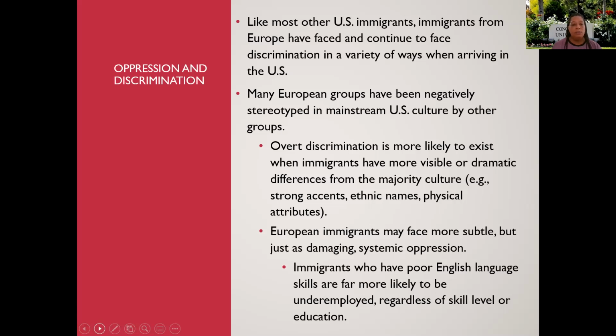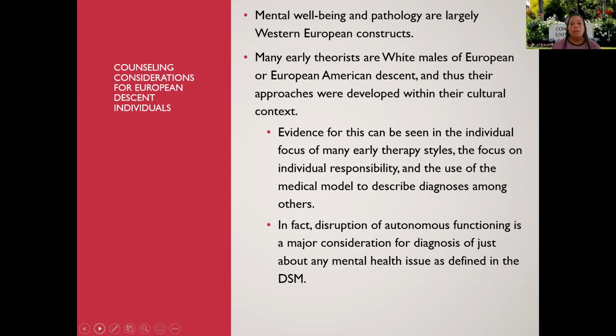European immigrants also face a more subtle but just as damaging systematic oppression. Immigrants who have poor English skills are far more likely to be unemployed or underemployed regardless of skill level or education. Mental well-being and pathology are largely Western European constructs. Many early theorists were white males of European or European American descent, and thus their approaches were well developed within their cultural context. Evidence for this can be seen in the individual focus of many early therapy styles, the focus on individual responsibility, and the use of the medical model to describe diagnoses, among others.